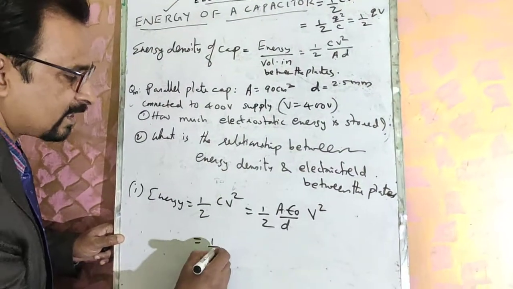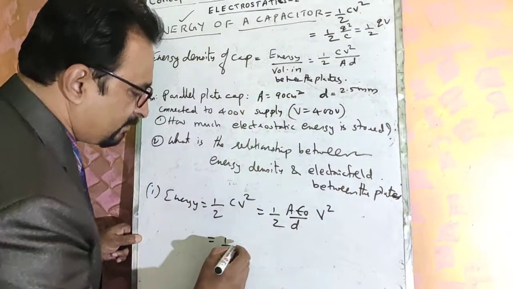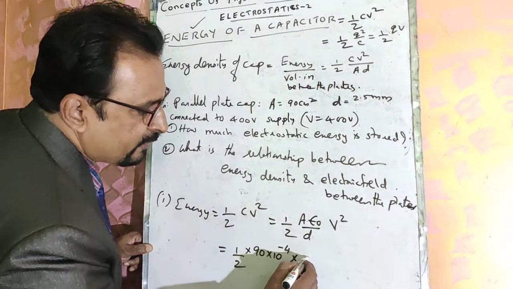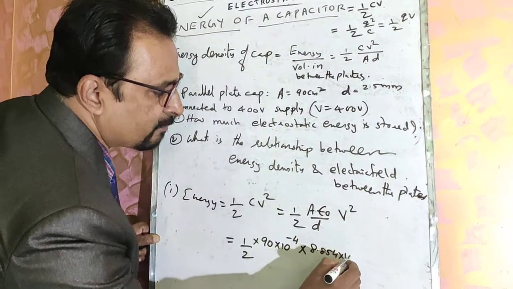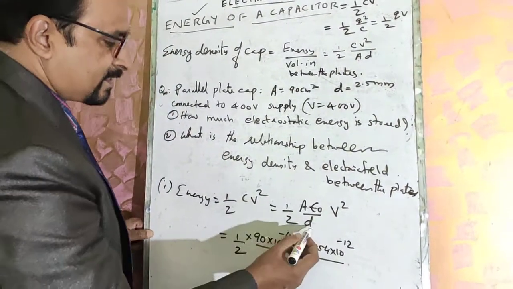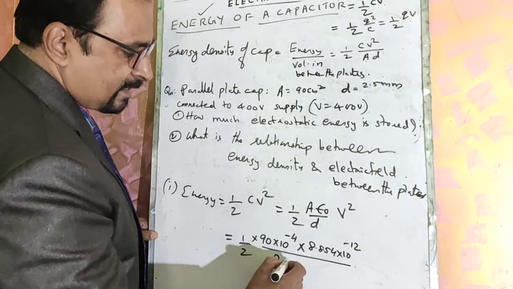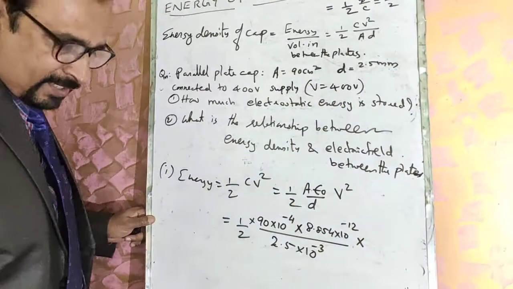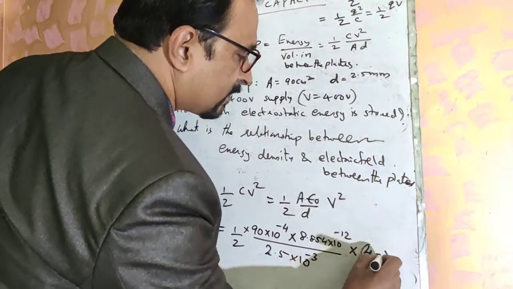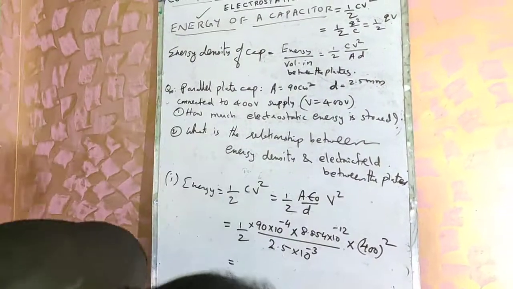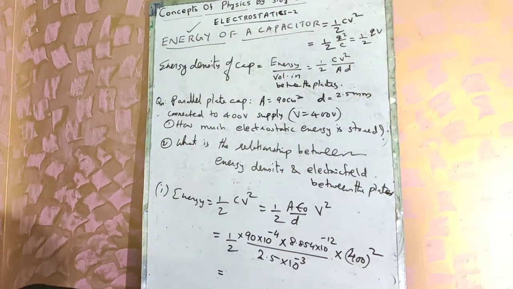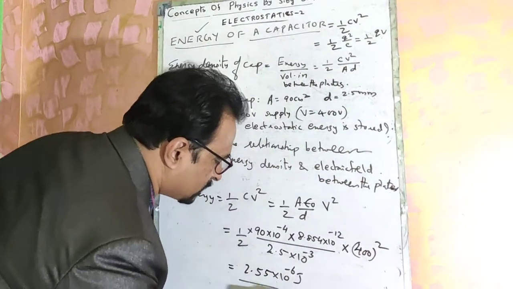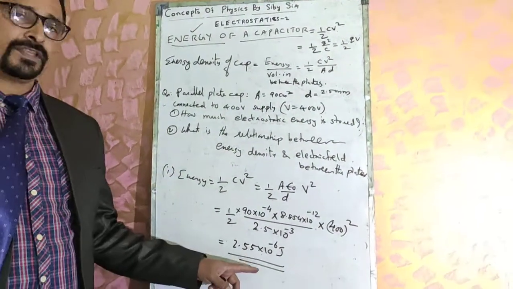Now replace the values. Half into area of each plate 90 centimeter square, and that is same as 90 into 10 power minus 4 meter square. Epsilon naught 8.85 into 10 power minus 12 by distance between the plates 2.5 millimeter, that is 2.5 into 10 power minus 3, multiplied with voltage. Voltage is 400, so it is 400 square. If you calculate this one, you will get your answer as 2.55 into 10 power minus 6 joules. So this is the energy stored in the capacitor.